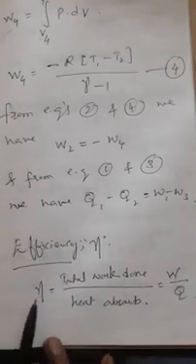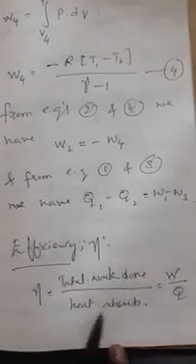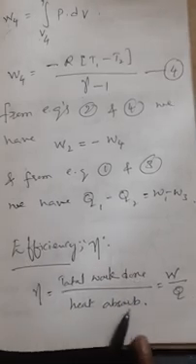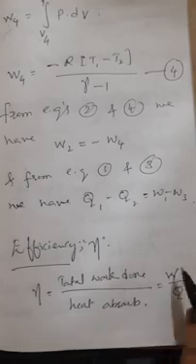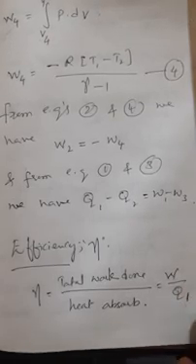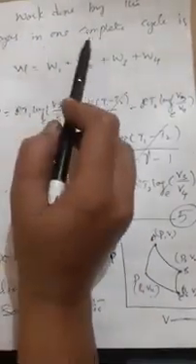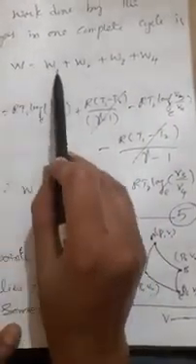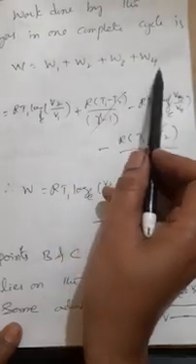So efficiency is nothing but the total work done by the engine by heat absorbed by the engine. So that can be written as W by Q1. Heat initially absorbed by the engine is Q1. Now work done by the gas in one complete cycle, we have to calculate the four work done, that is W1 plus W2 plus W3 and W4.